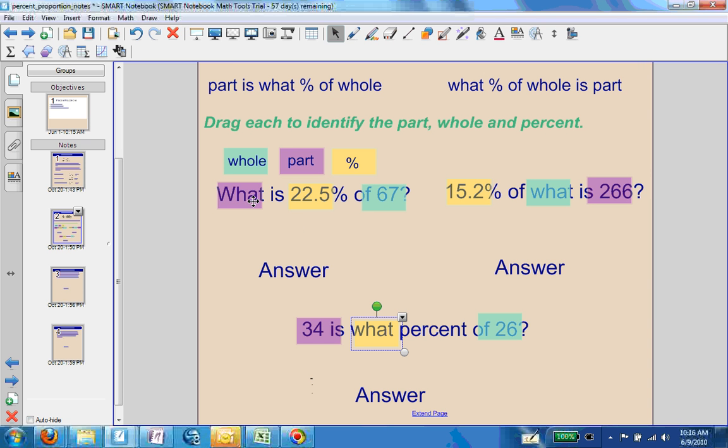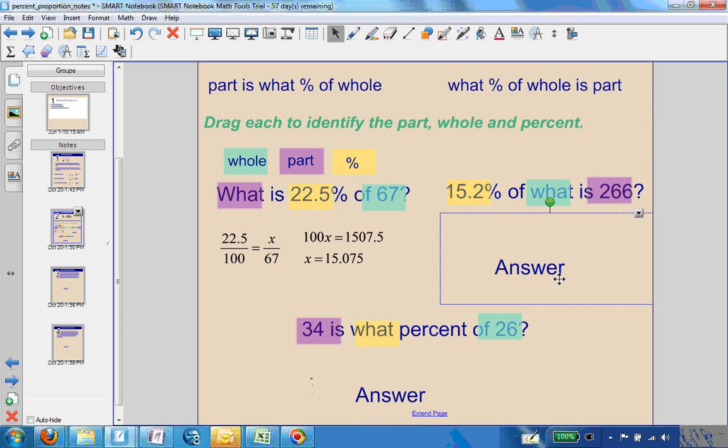So let's look at how to set these up. In the first one, we're looking for the "is." So we're going to have X in the "is" section, or the part. 22.5 is our percent, 67 is our whole. You cross multiply: 100 times X to get 100X, 22.5 times 67 to get 1,507.5. Divide both sides by 100 and you get 15.075. So what we've seen here is that 15.075 is 22.5% of 67.